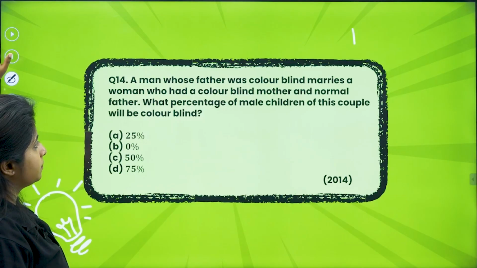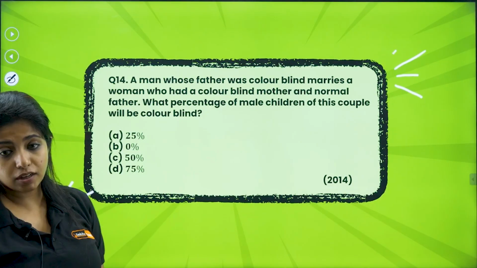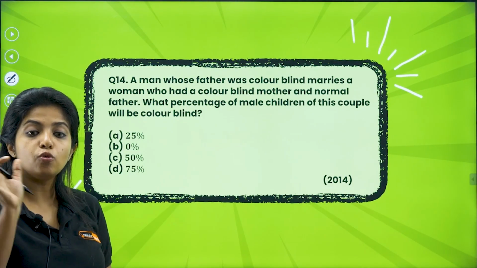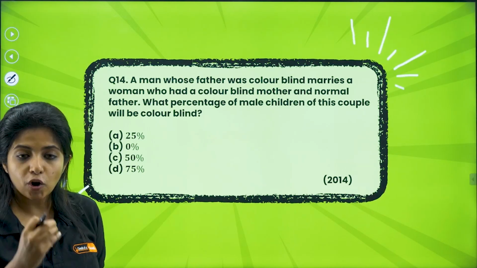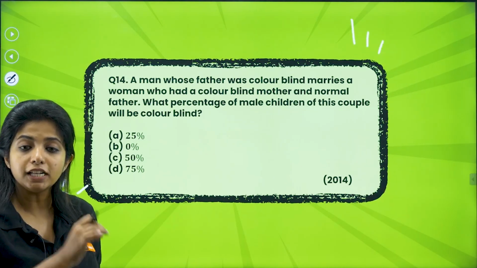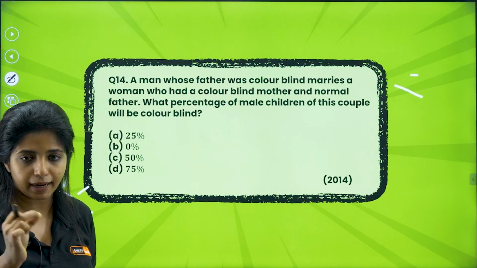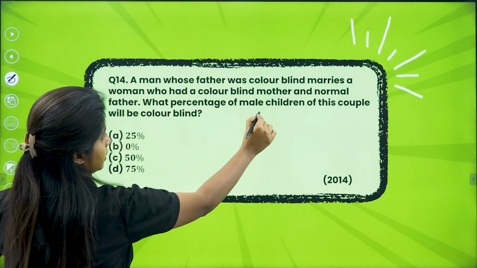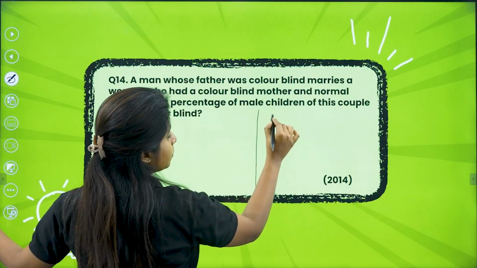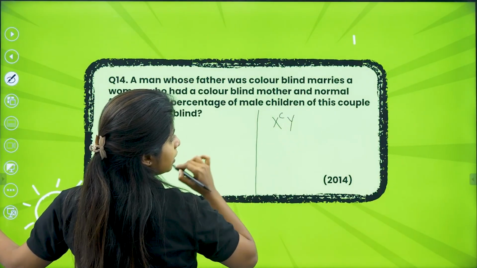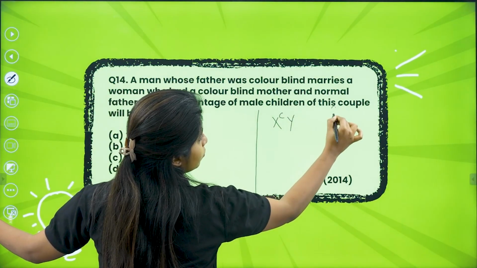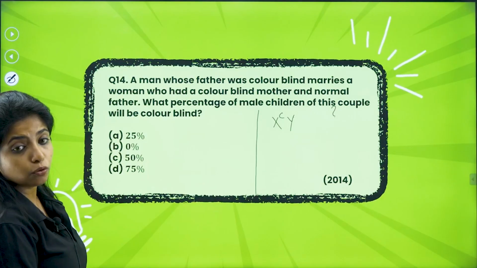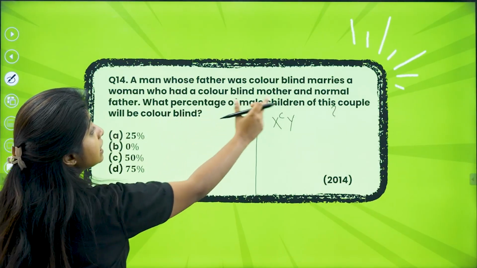Now, a man whose father was colorblind marries a woman who had a colorblind mother and a normal father. What percentage of the male children of this couple will be colorblind? First of all, we know one thing, that the father is colorblind. So the father is colorblind means the condition is like this. Now the mother, we do not know her condition. To get her genotype, we have to cross her parents.